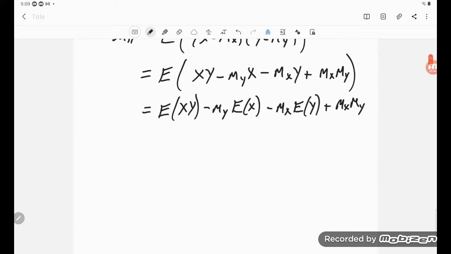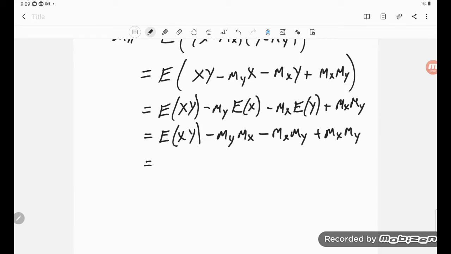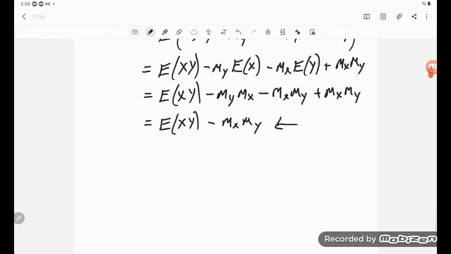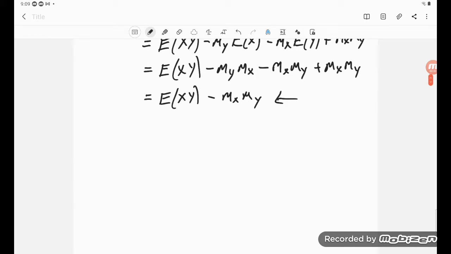And so this is the expected value of xy minus my mx minus mx my, same thing, minus mx, plus mx my. And so we get expected value of xy minus mx my. So again, here's our definition up here, but I'd probably calculate it this way. And so that's covariance.